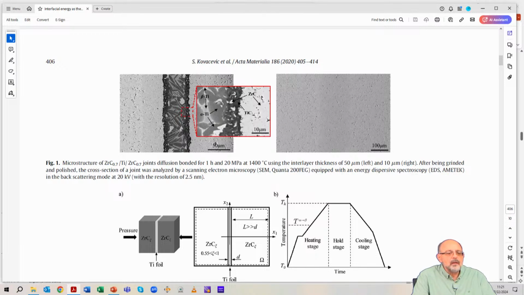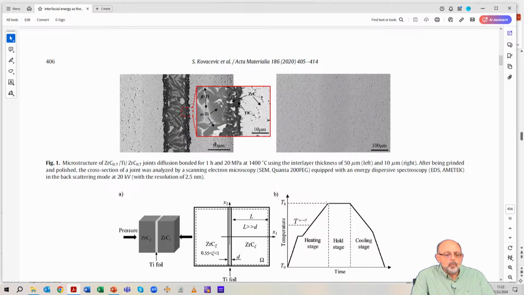We are bonding two pieces of zirconium carbide under pressure, with a thin titanium film in between. This is the, well, experimental setup, right?